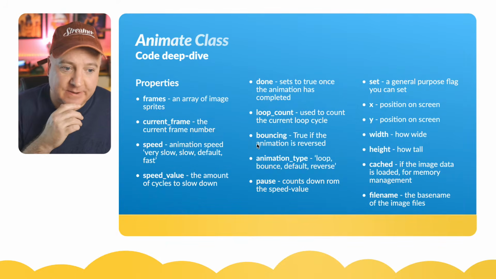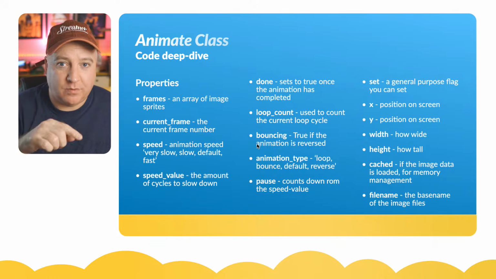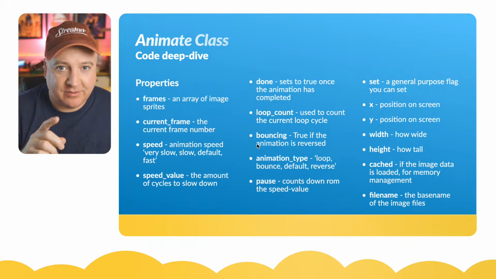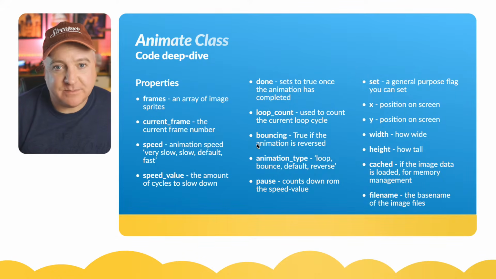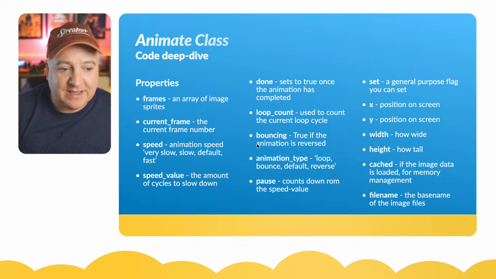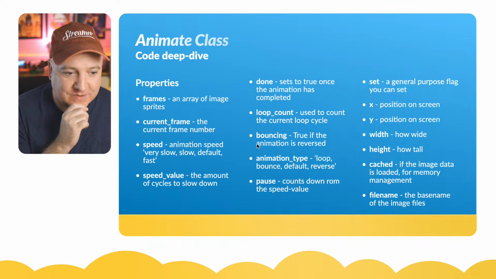It just slows it down a bit. Whereas fast skips frames. So if you've got 5 frames, it might go 1, 3, 5, 1, 3, 5, rather than 1, 2, 3, 4, 5. And you can specify how fast you want it, how many frames to skip. And very slow is just more of them no operations. So we'll have a look at that in the code as well.